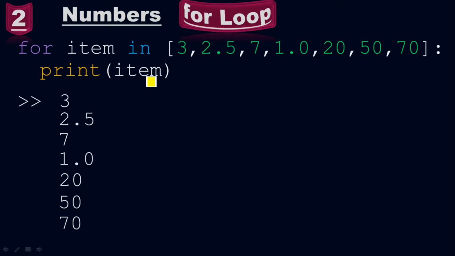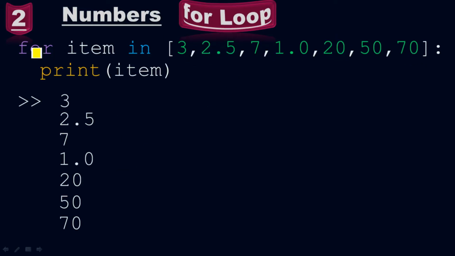Take the print of item. Remember, whatever name you give here, you simply put it here. If it is number, take the print of number. If it is item, take the print of item. If it is A, take the print of A. Since it is item, therefore I took print of item. Don't forget the print function. The print function will print everything in the output. It is a drop down of these whole numbers in the list.